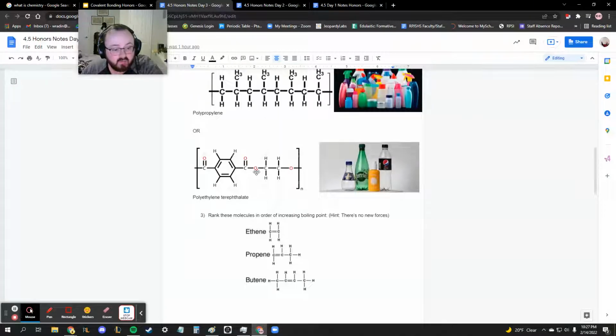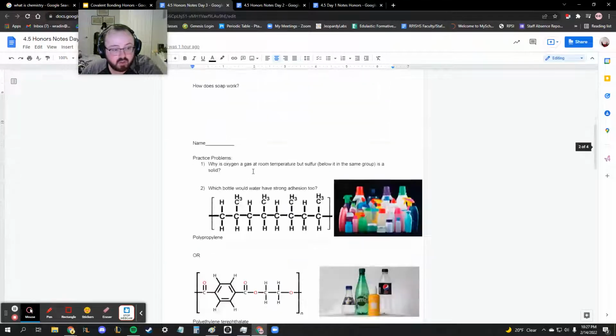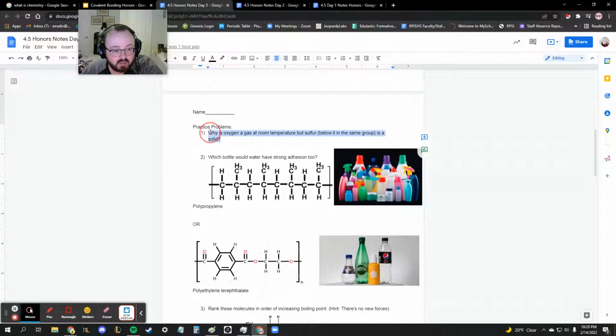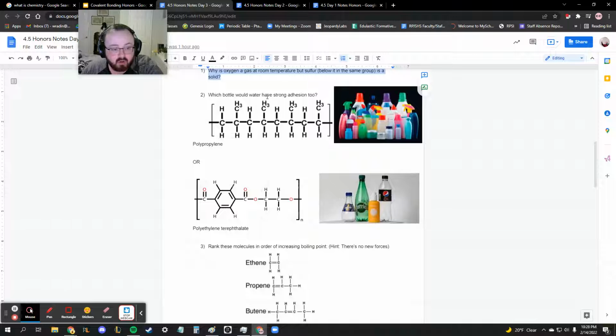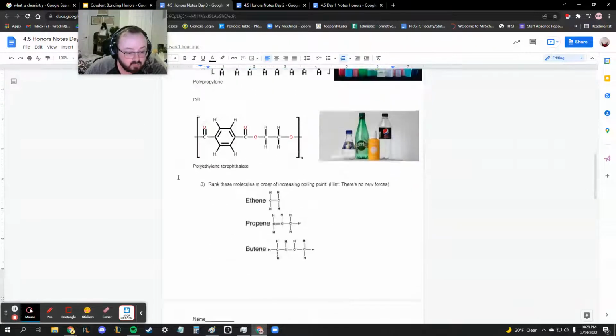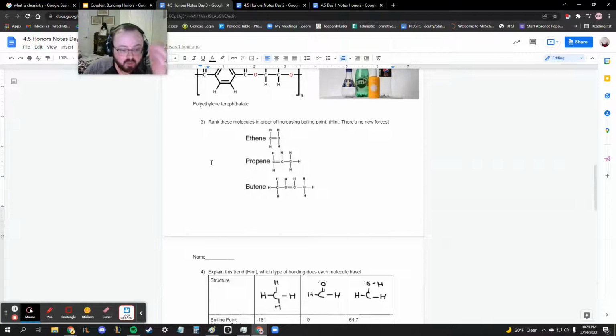Alright? And finally, for our day 3, just for the homework, why is this a gas at room temperature? I did kind of an example with this. Which bottle would water have a strong adhesion to? Alright, big thing with adhesion is it has to be polar. Okay? Or else it's not going to stick. So you have to determine which one of these is polar and why. Alright, so question 3 is just for honors. You have to just tell me the increase of boiling point. This is not a trick question. There's no other forces. It's just what I'm giving you, okay?